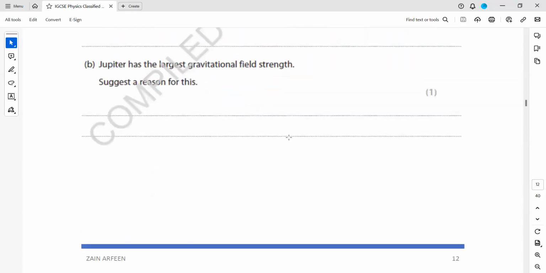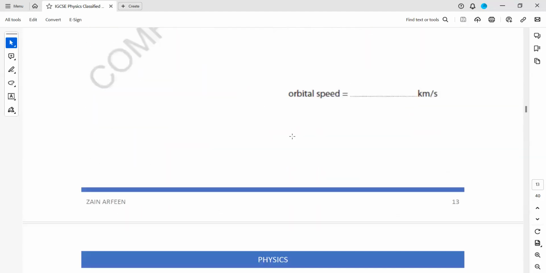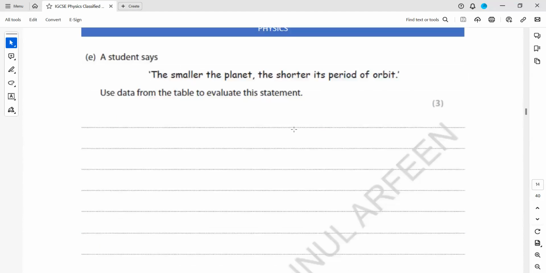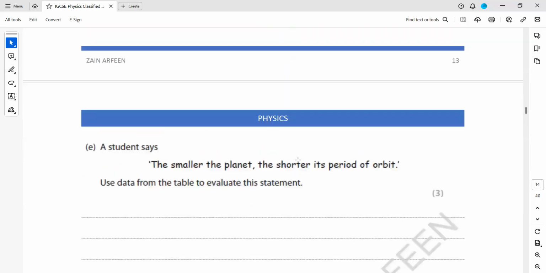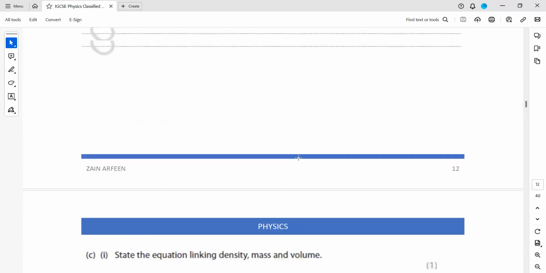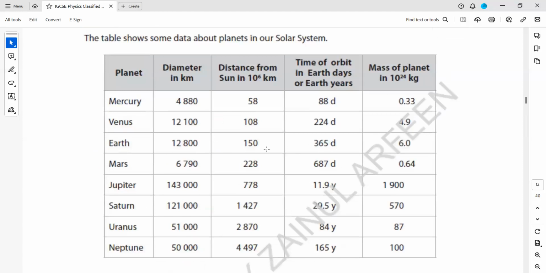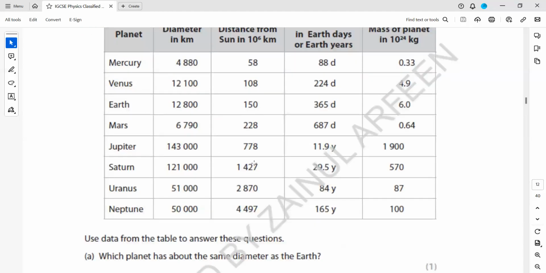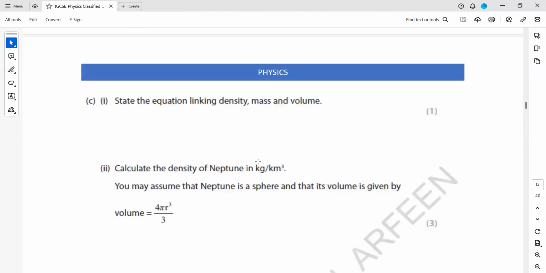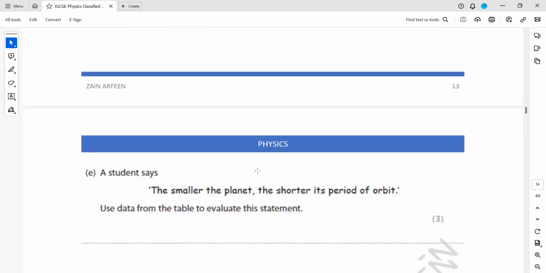So evaluate the student's statement. There are 3 marks. First, use the data from the table. You will say the student's statement does not match the values in the table, and then you will list Earth and Mars. You can mention Earth is larger in size compared to Mars, but Earth is taking a shorter time and Mars is taking a longer time. So the data does not support the student's statement.